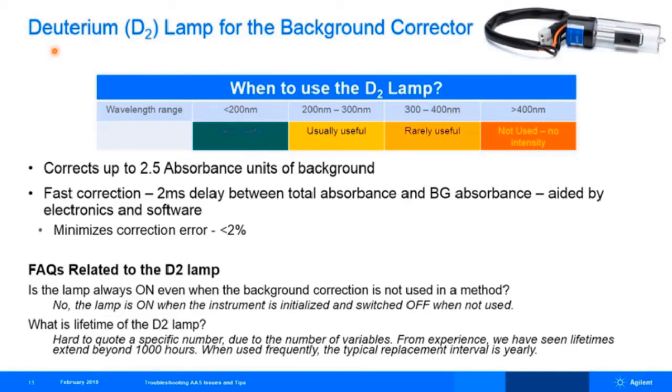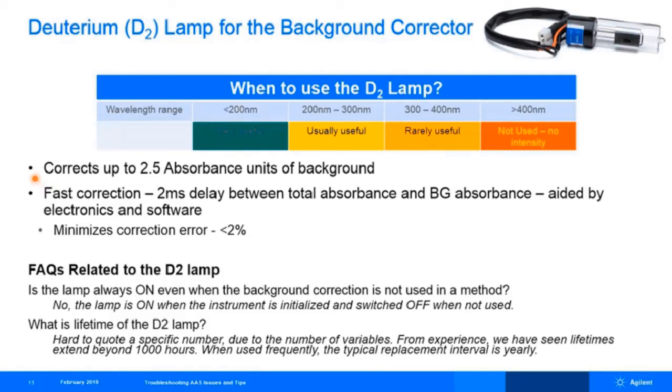Another type of source lamp that we should consider is the deuterium lamp that's used for the background correction system in your atomic absorption system. In the Agilent instrumentation, we use that deuterium lamp particularly in that wavelength range between 200 to 400 nanometers. Above 400 nanometers, we really don't use that because there's no usable output from the lamp. But most of the background that we see is in that range between 200 to 400 nanometers.